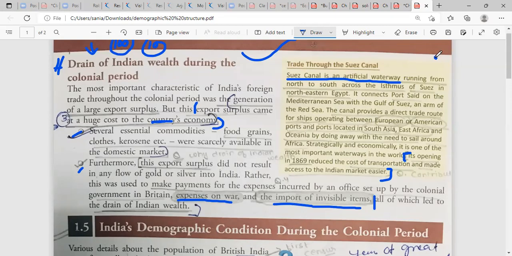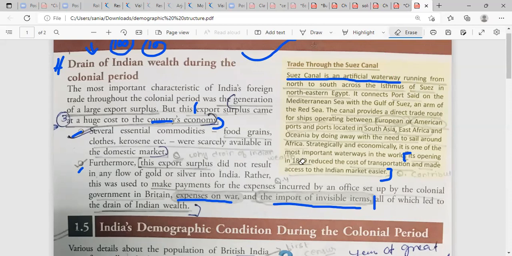Earlier, this is India, this is Britain, and they were trading this way. The cost was very high because you had to cover a long distance. But now they could come easily, covering a short distance, so the transportation cost was less. So what happened? Its opening was in 1869. The question will be direct: when did the Suez Canal open?